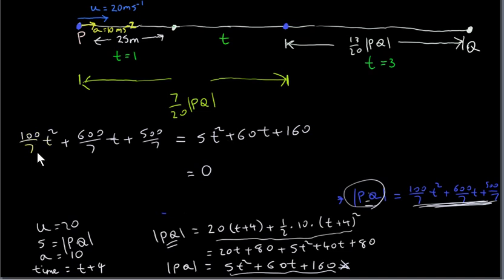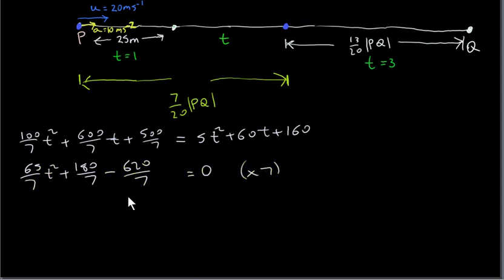So we have 100 over 7, so you can use the fraction button on your calculator. 100 over 7 minus 5 as a fraction, that comes to 65 over 7 times t squared. We have 600 over 7 minus 60. That's equal to 180 over 7. And finally, we have 500 over 7 minus 160. As a fraction, that's minus 620 over 7. So to solve this, we just multiply it all by 7. So we have 65t squared plus 180 times t, it's a t in here, minus 620 equals 0.